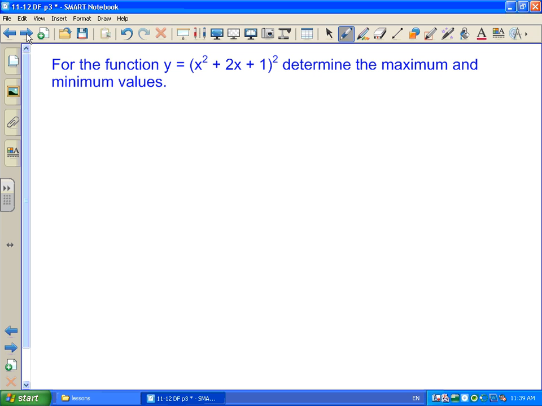So for determining our maximum and minimum values, let's just think about what we want to do here. What are the order of steps that we're going to follow? First, we're going to find the derivative. So we're going to find, in this case, y primed. What are we going to do with it once we've found it? Take y primed, set it equal to 0, and then what are we going to do after we've set it equal to 0? We're going to solve for the critical numbers.